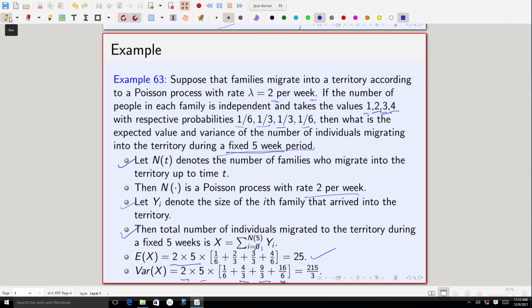So that's just the expectation of y1 square, where yi denotes the size of the ith family, and if you do the calculation you get this answer. Fine. So again you see the main thing is we just wrote down the required thing as a compound Poisson process, and then we used the formula for the mean and variance of a compound Poisson process. Fine. Okay. So that ends the course.